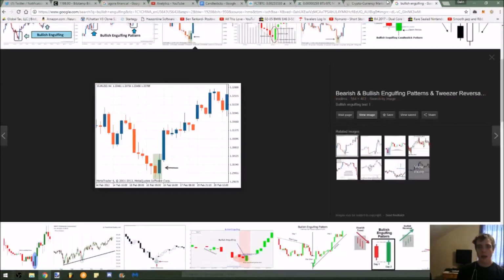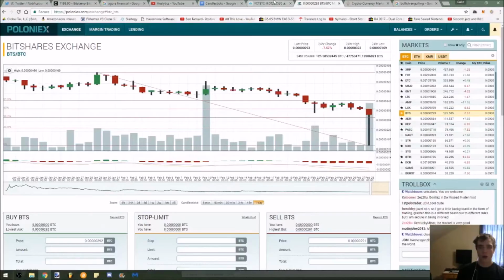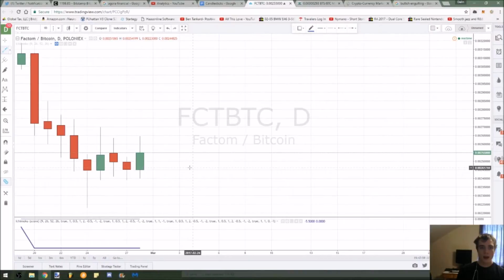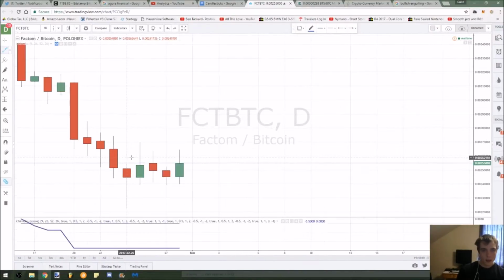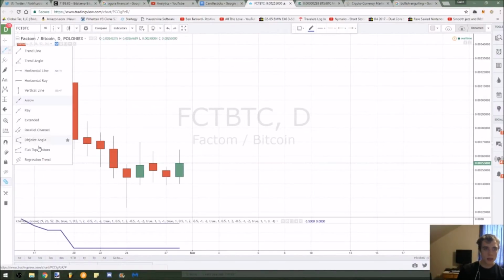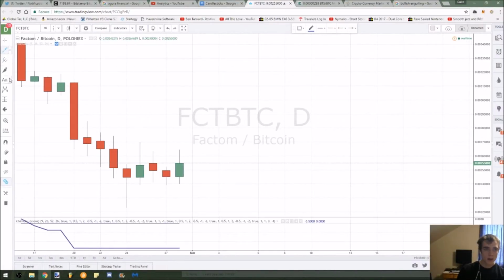Let me just go ahead and go to Factum here. Okay, so this is an example of one that could potentially be forming inside of Factum. So this could potentially be a buy signal forming. Now you want to wait until the next candlestick comes, because this candlestick is still fulfilling information.